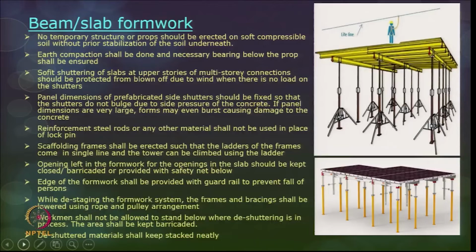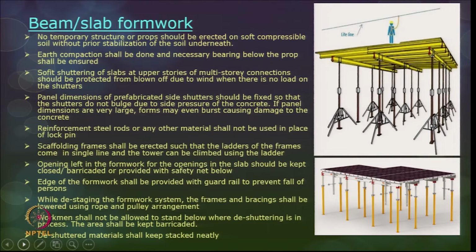When the panels are lifted, workmen should not be allowed to walk below those places, because it is a fall hazard position. Unless the crane operator is assured that the panels have been safely secured, he should not release the panel. Till then the panel should be held with the crane. And when de-shuttering happens, it should be done only from the top, especially when you have tall forms. So, these are some of the safety precautions in column and wall formworks.